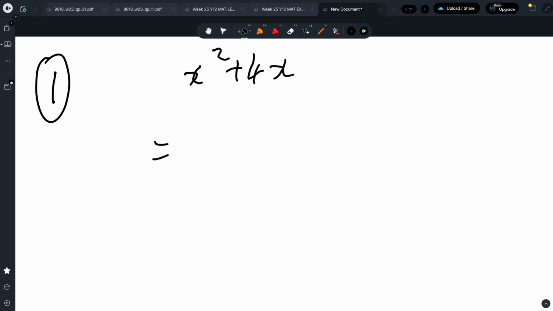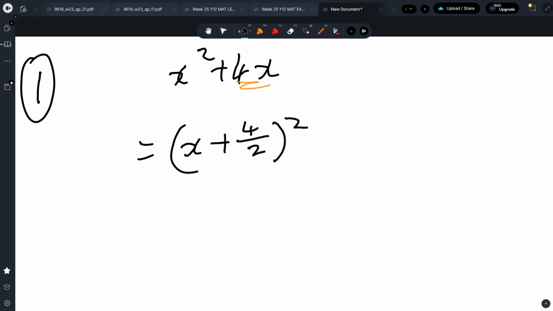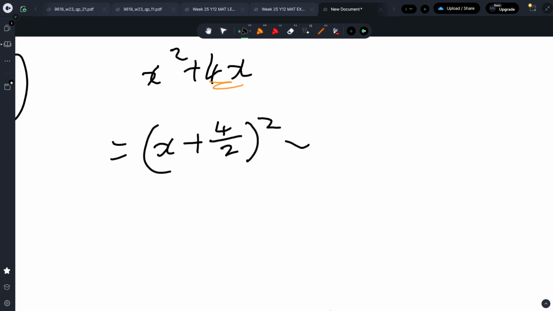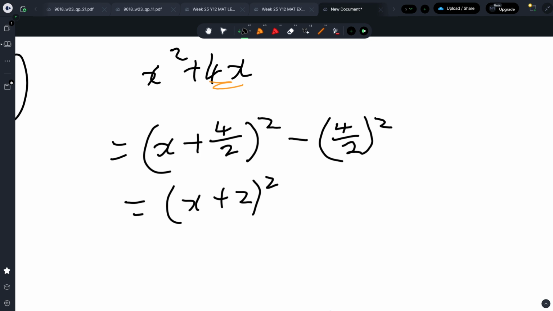Alright, so the first thing you want to do is set it equal to (x plus 4 over 2), divide it by 2 and square it. You want to divide this number by 2 and write it in this format. Then we subtract the square of it from the outside. So we just put back the same thing and subtract it, squared, and now we just simplify. (x plus 2) squared minus 4 over 2 is 2, 2 squared is 4.